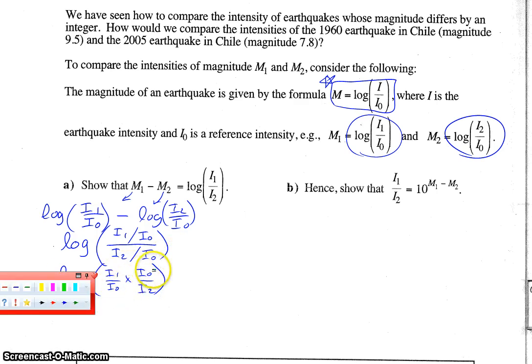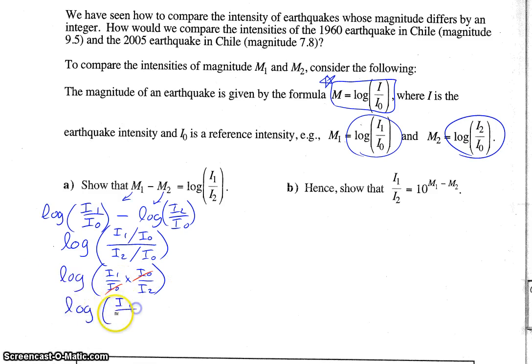So I naught could cancel, and then we could simplify, write that together, and that would be the log of I1 divided by I2. And there we go, we proved it. So that's equal to the magnitude of the first earthquake minus the magnitude of the second earthquake.